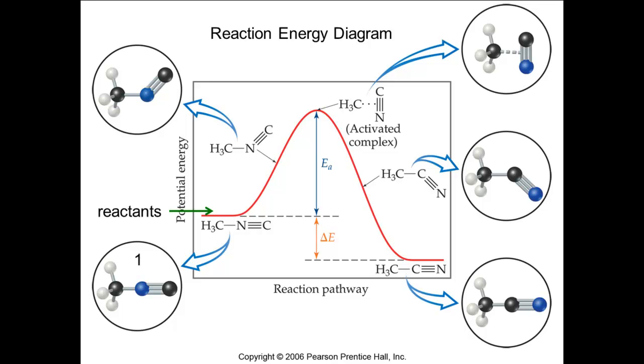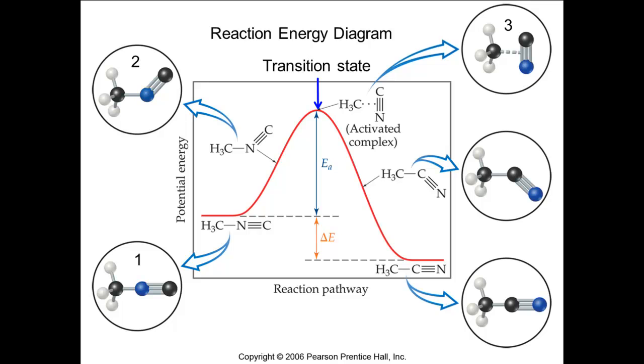We begin on the left with the reactants at the beginning of the collision. As the collision occurs, the kinetic energy of the molecules is converted into potential energy, and the potential energy of the system rises as the bonds in the reactants break and the bonding begins to rearrange. Eventually, when the collision has produced an amount of potential energy equal to the activation energy, we have reached a transition state.